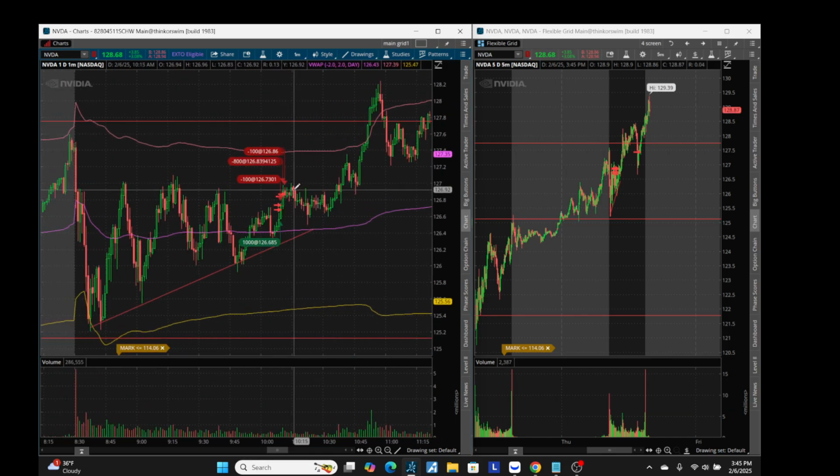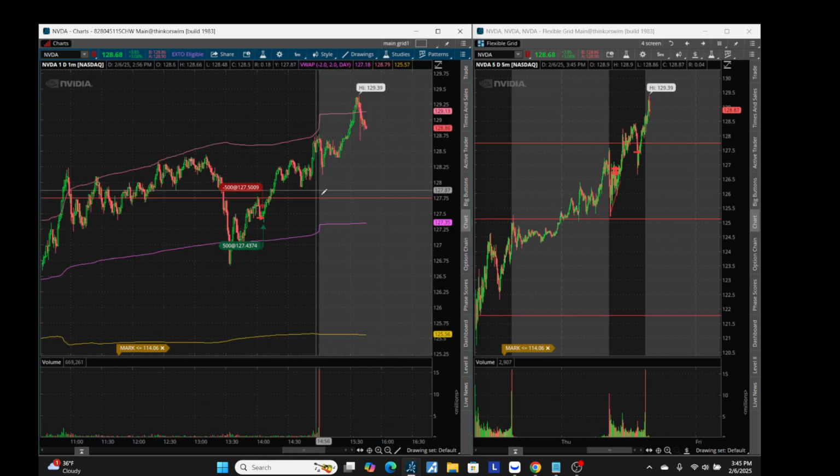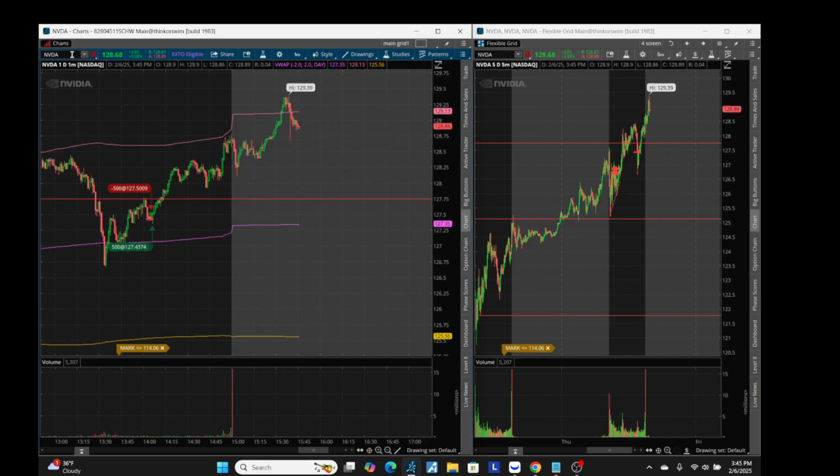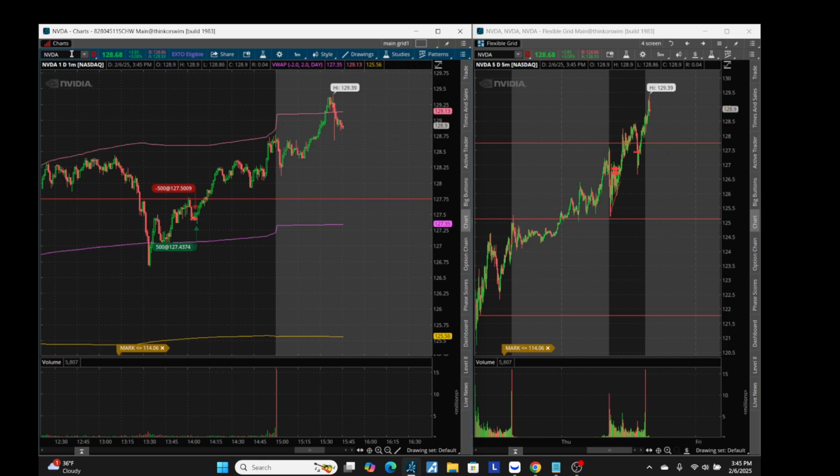So this entry I take just to check if it may retest the 127. Then after, I trade another trade right here, I'm short at 127.50. I take small profit and I get stopped out. So this is why I have two trades on Amazon, and I'm green on NVIDIA, and I'm green on NVIDIA as well.